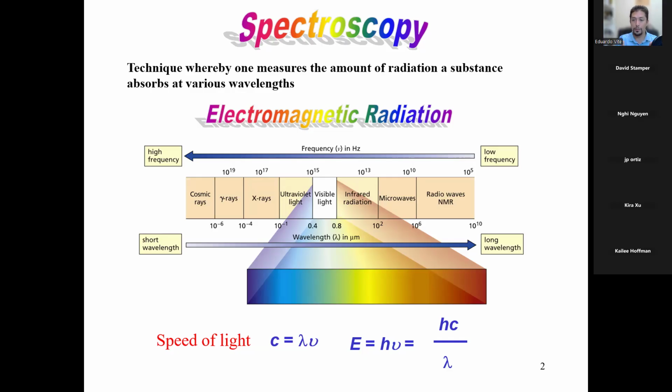And if you have a low frequency, you have a long wavelength, and they are inversely related. So you can see down here, we have this equation. It says the speed of light. This is simply the wavelength times the frequency. And that just gives you the speed of light.